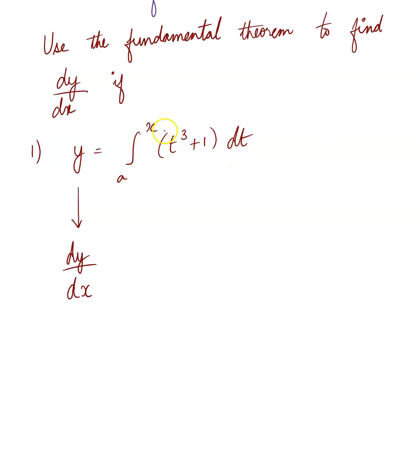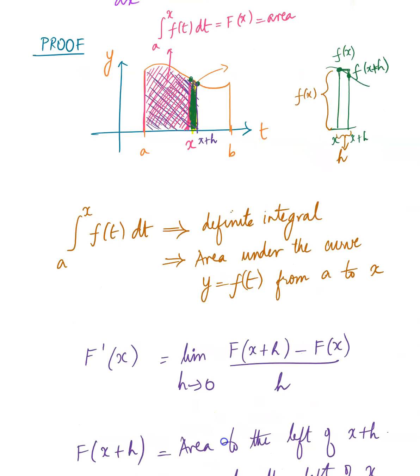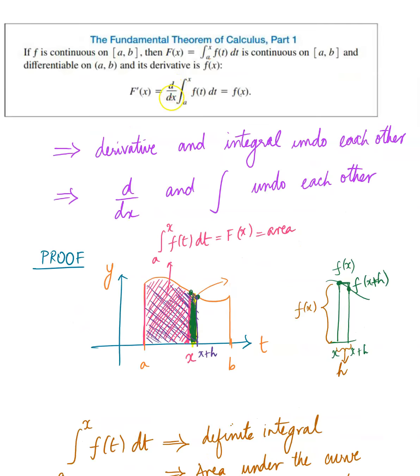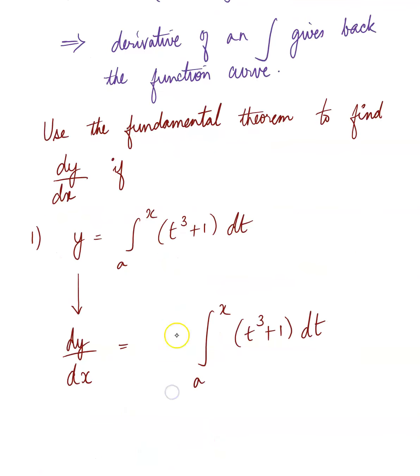Remember the theorem looks like that too. So dy over dx is what we're trying to find, which is d over dx of the integral from a to x of t cubed plus 1 dt. Let's take a quick look at the definition. The definition says d over dx of the integral from a to x of f of t dt returns f of x. I should have removed the y because we replaced the y by this integral. It should be just d over dx, because y is this entire thing.